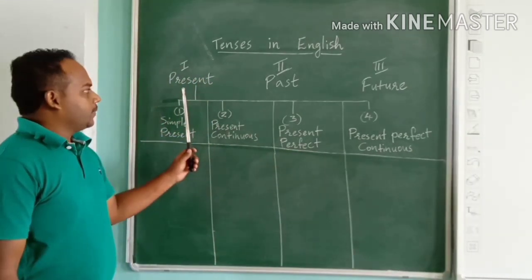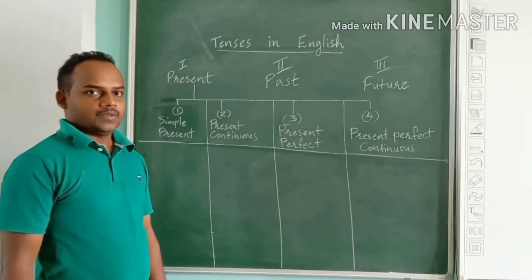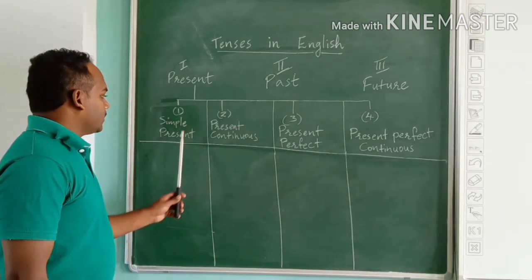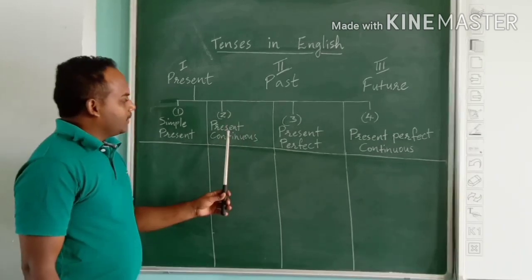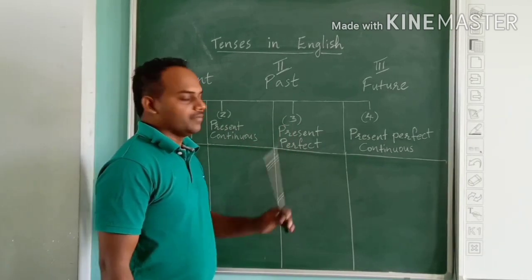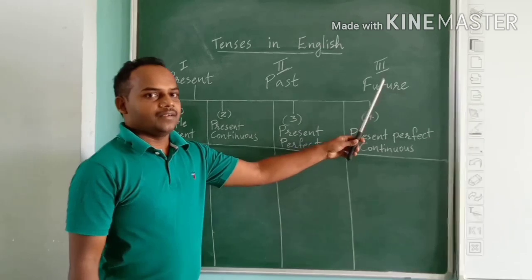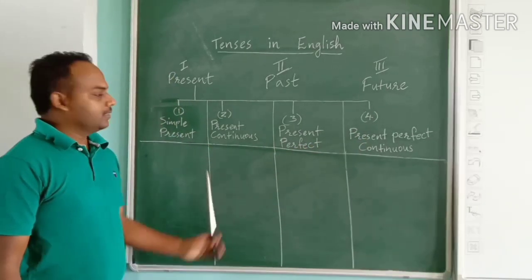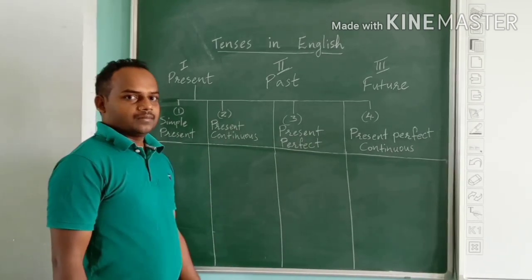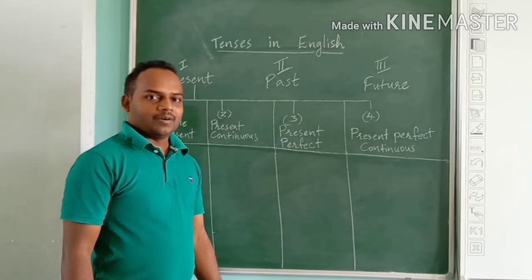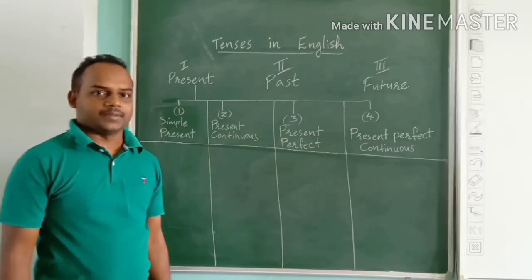Just like we divided the present tense, we can also divide past and future in the same way. We have to do only one thing: instead of present, you just add past. For example, simple past, past continuous, past perfect, just like that. And also instead of present and past, you can add future, and it becomes the divisions of future tense. For example, simple future, future continuous, like this. I hope you understood the four divisions of each tense in English grammar.